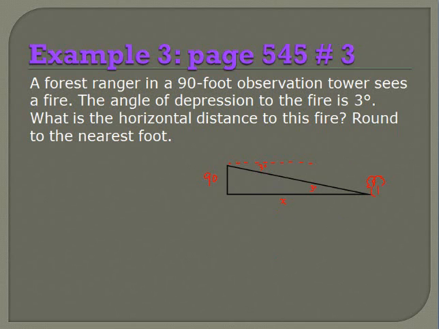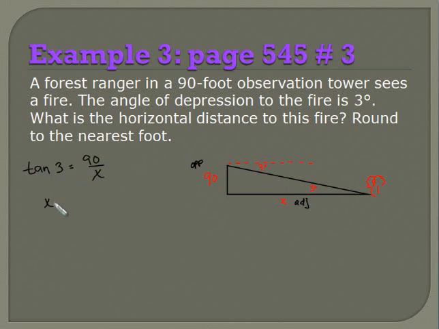They want to know what is the horizontal distance to the fire. So this right there. Once again, we're going to use our trig. We have to figure out if we're going to use SOH, CAH, or TOA. Since this is my angle, this side right here is the opposite side, and this is the adjacent side. We're going to be using tangent. So tangent of 3 degrees is equal to 90 over x, the opposite over the adjacent.